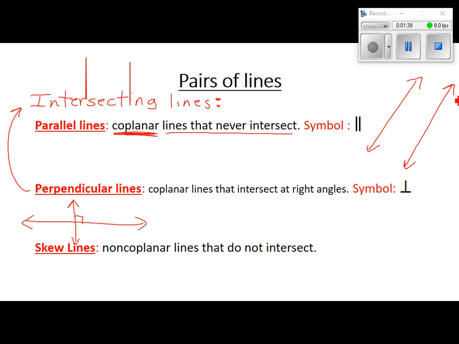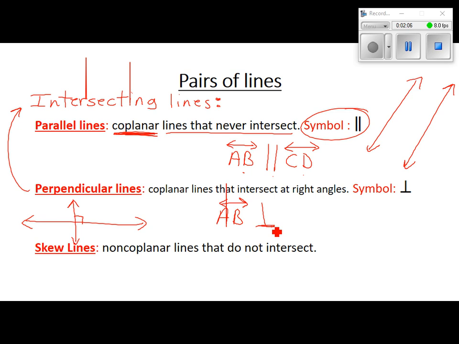The symbol for parallel is this. So if we wrote out something like line AB and line CD, and we wanted to say that they're parallel, we just put that parallel symbol in between them. Line AB is parallel to line CD. Same as when we did perpendicular lines. If we wanted to say two lines were perpendicular, then we put that upside down T in between there. So this one says line AB is perpendicular to line CD.